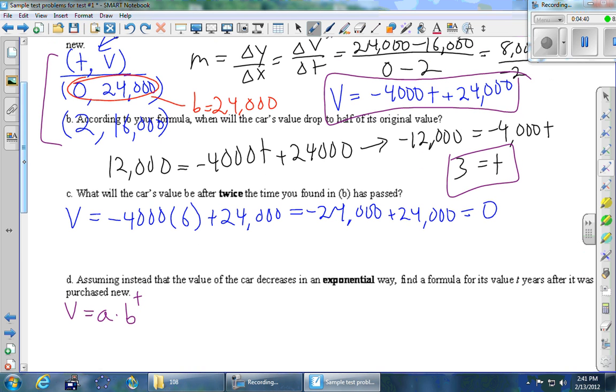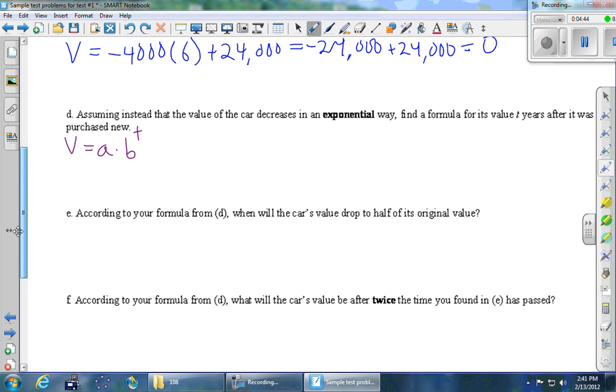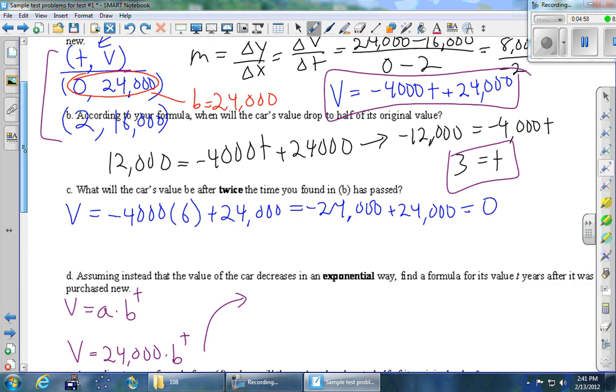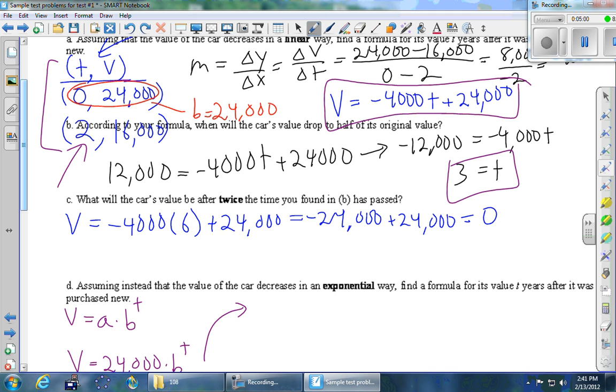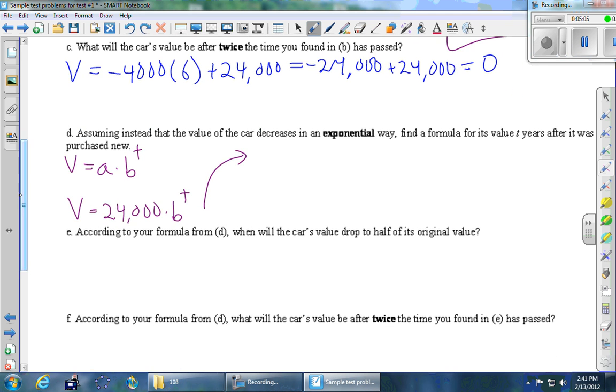Again, we have a gift. It's circled in red. That 24,000 is the value of a. The y-intercept is the value of a. So we get v equals 24,000 times some unknown b to the t. Now we'll plug in the other data point. The other data point was when t was 2, the value was 16,000. So when t is 2, the value is 16,000.